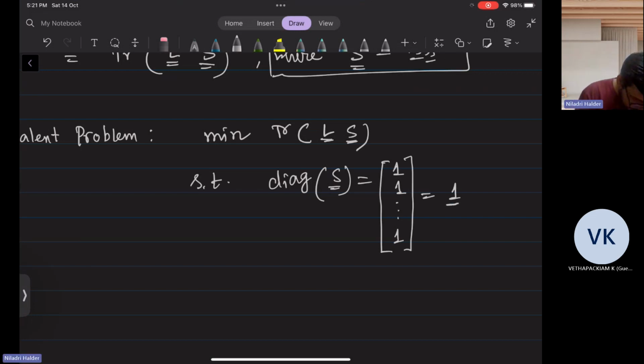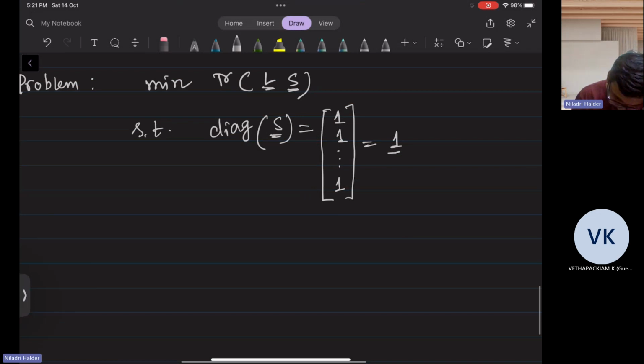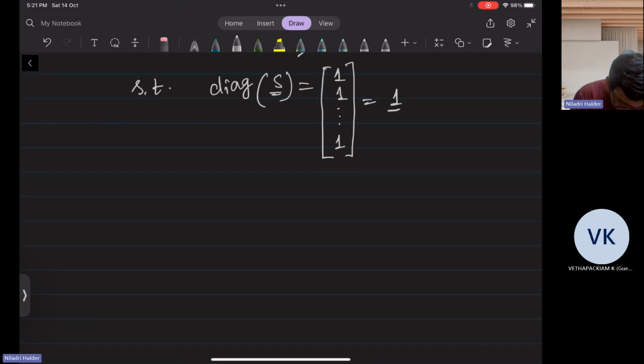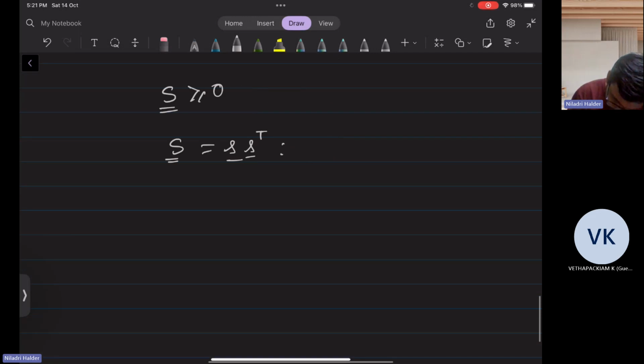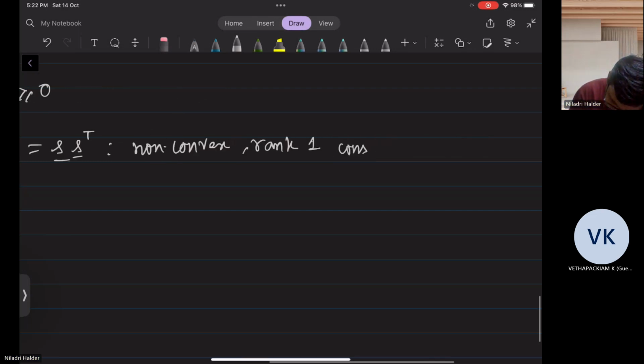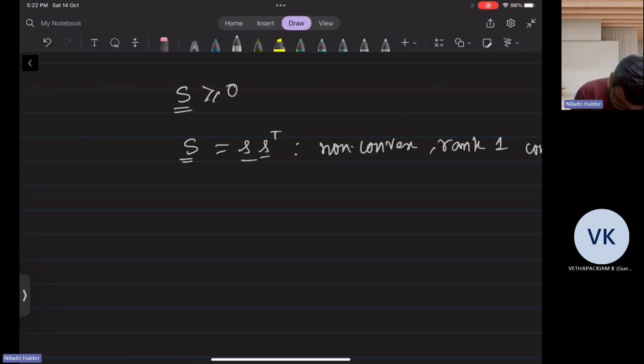So this is the vector sign. Another constraint is that S is positive semi-definite, S is greater than or equal to 0, and another one is that S is equal to S transpose. But this is the non-convex rank one constraint. So to get the SDP, we can do so.